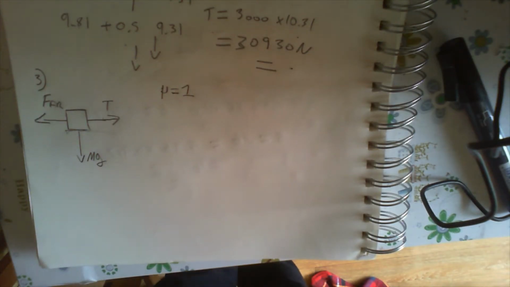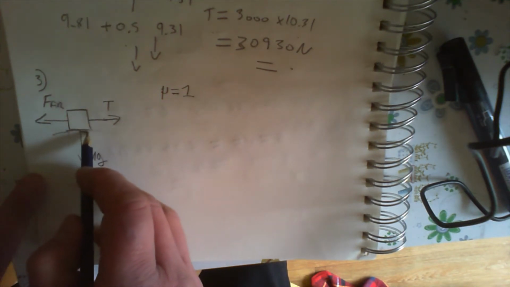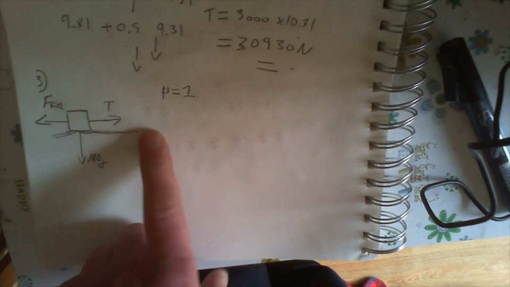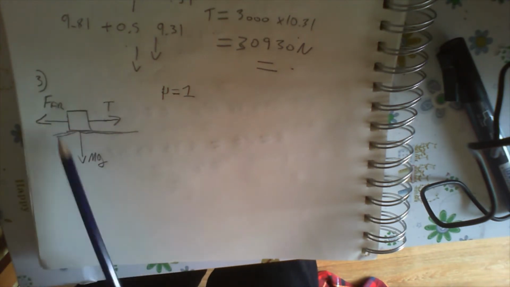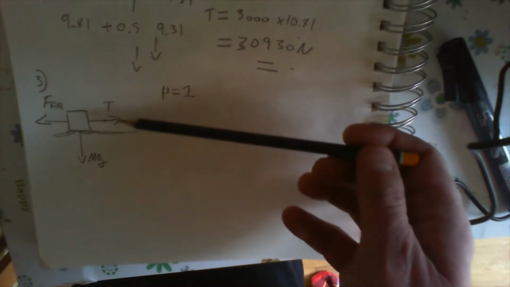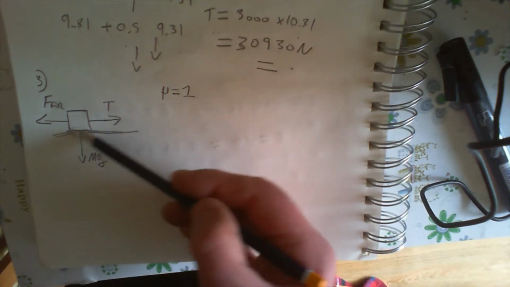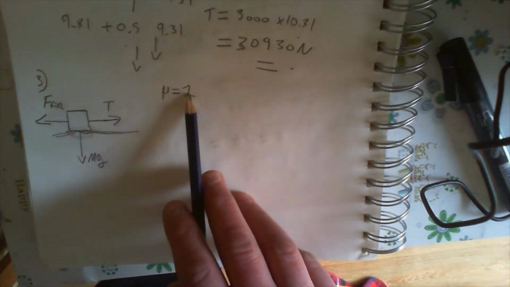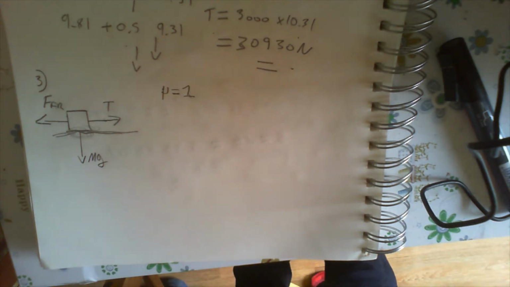Right, this one here, we're pulling this block along here on a surface, and it's moving at constant velocity. So the only force we have to really worry about is the frictional force here, and we're pulling it along there. So the frictional force you have to overcome is this friction here where it meets the surface. The coefficient of friction is 1, so let's work that out then.